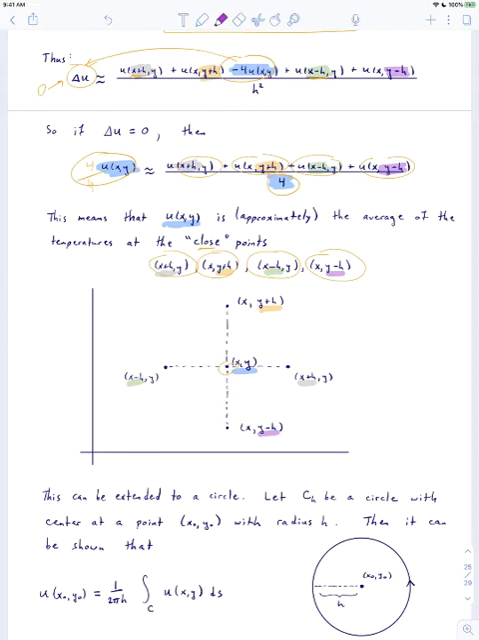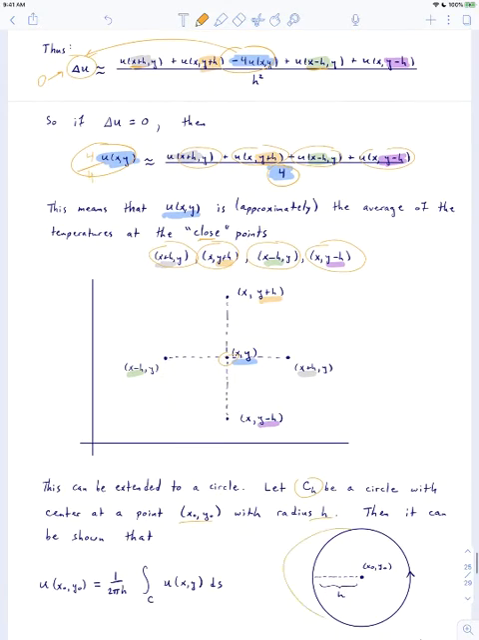Now in fact this can be extended to a circle. So if you let c sub h be a circle with center at some point, let's call it x0, y0 for the time being, and let's say that it's a circle with radius h, so it's this circle right here. We've changed from looking at x comma y to a point x0 comma y0 because we're going to integrate, and we need our x y to integrate. So we have some point, that's our middle point, so to speak, and we're looking at a circle of arbitrary radius. So the radius of the circle is h, where h is some small number, and we're going to look at a circle oriented counterclockwise.